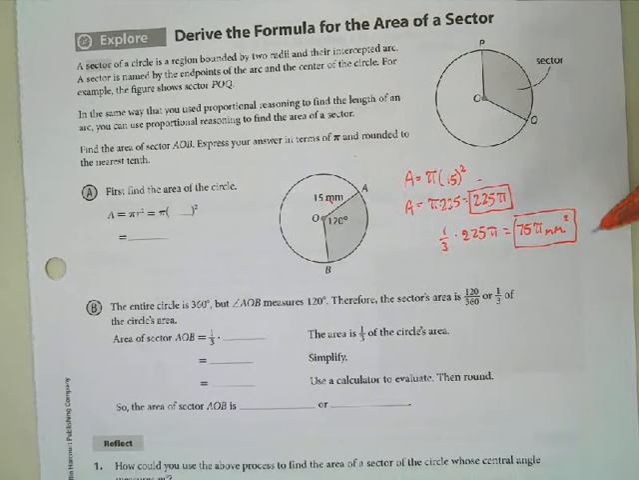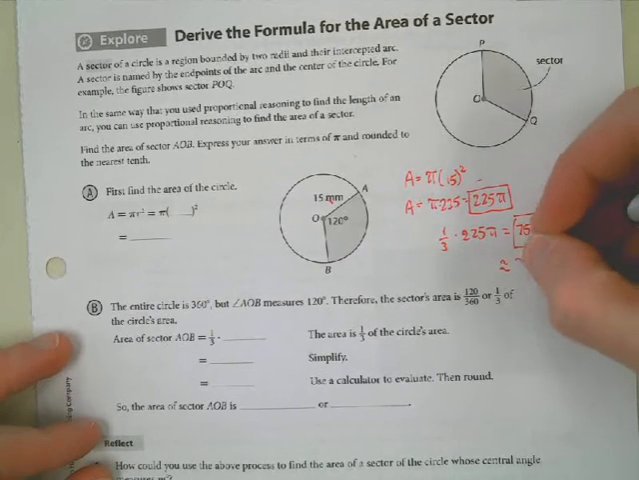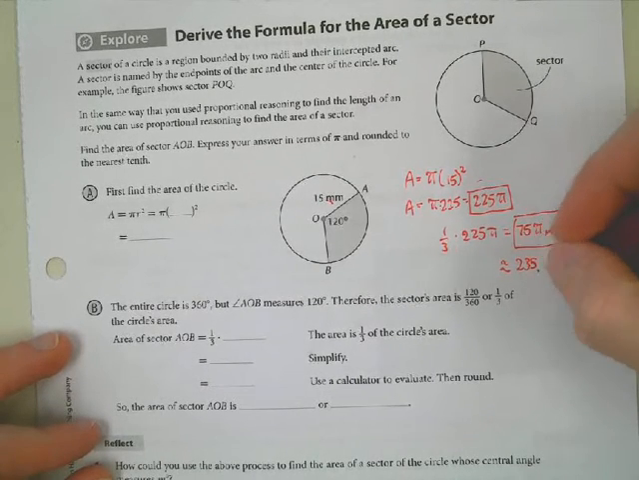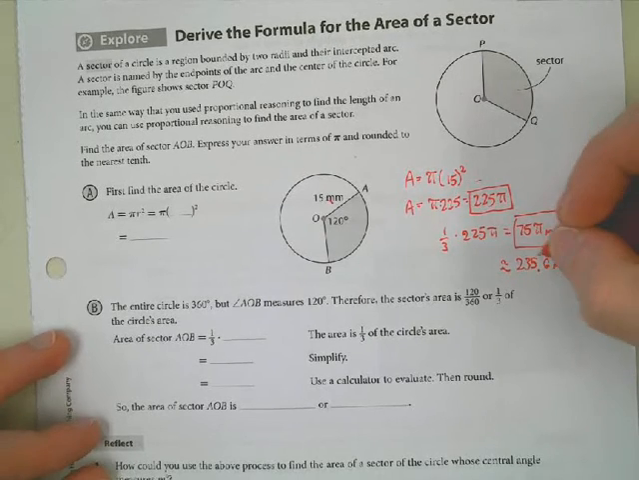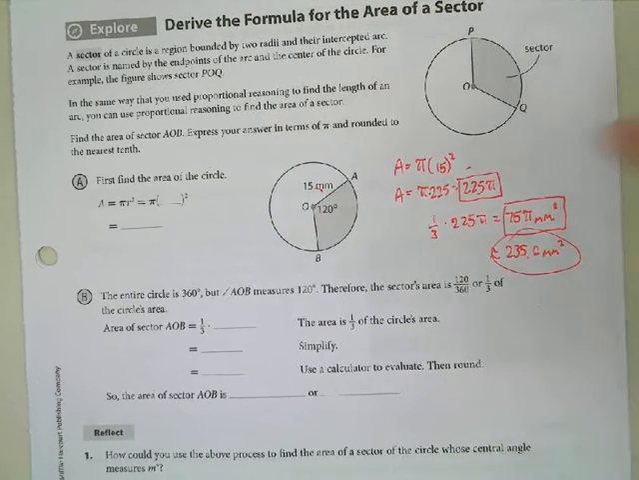If we wanted to, we could multiply the pi through, and we would get about 235, and this time I'll use the squiggly equal sign for the approximation. 235.6 millimeters squared there, approximately. Okay, so either one's acceptable, I think, in this case, and rounded to the nearest tenth. So yeah, I wanted both. Okay, so there it is.